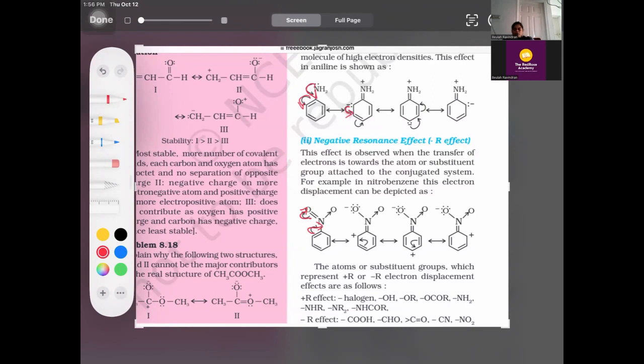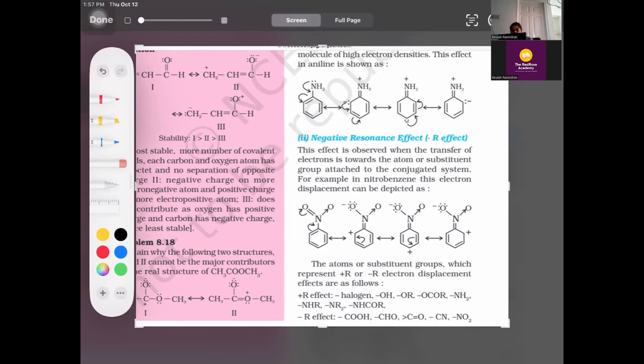Transfer of electrons in this positive effect, aniline, towards the substituent group. In nitrobenzene, the negative R effect will be there. Sorry, in aniline, it is away from the substituent group. Electrons move away from the substituent group. In nitrobenzene, electrons move towards the substituent group. Like this. This is the major difference. This is plus R effect and minus R effect. So for plus R effect, aniline is an example, and for minus R effect, nitrobenzene is an example.